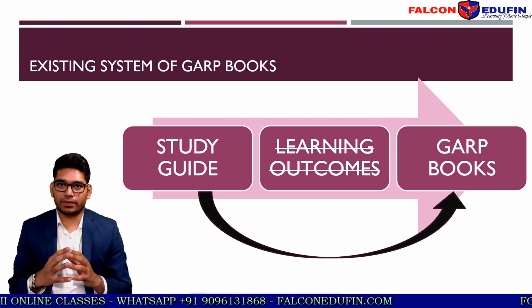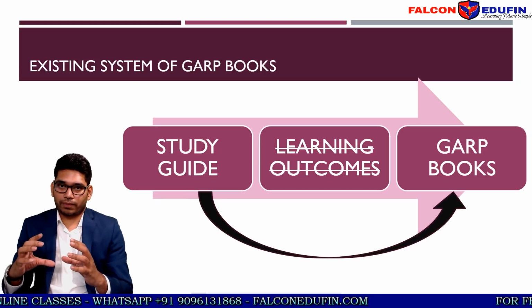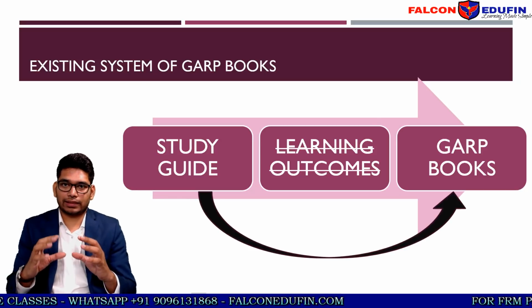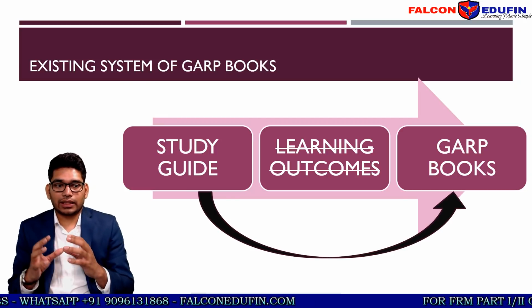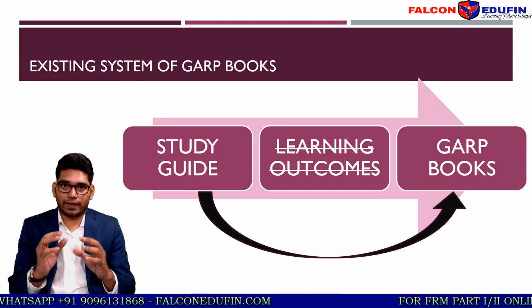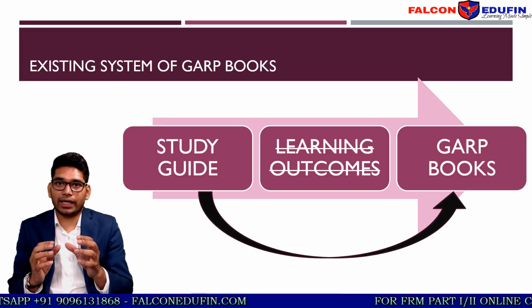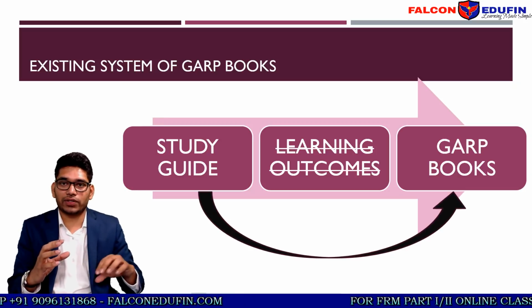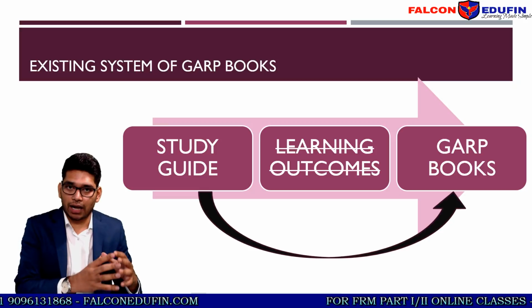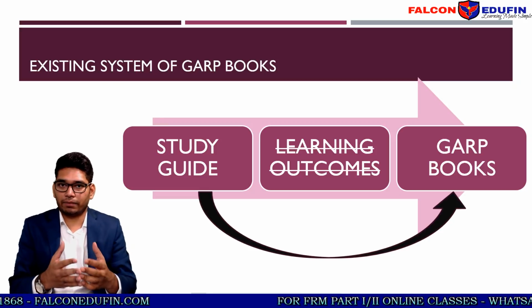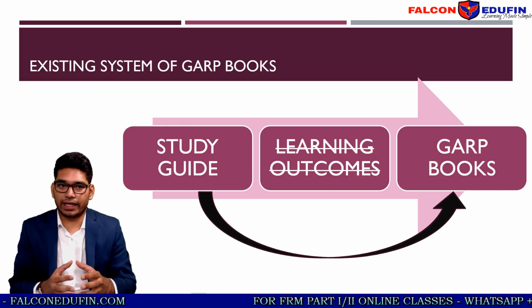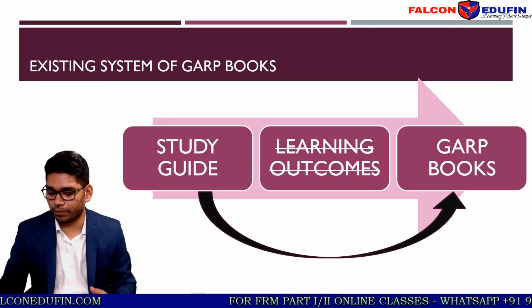The existing system is that GARP provides a study guide, then there are learning outcomes, and then there is a GARP book. In GARP's core book, GARP directly uses the study guide, and from that study guide GARP creates the GARP books. We will discuss what the GARP book is later. First, let me give you an introduction to the study guide and the learning outcomes guide.